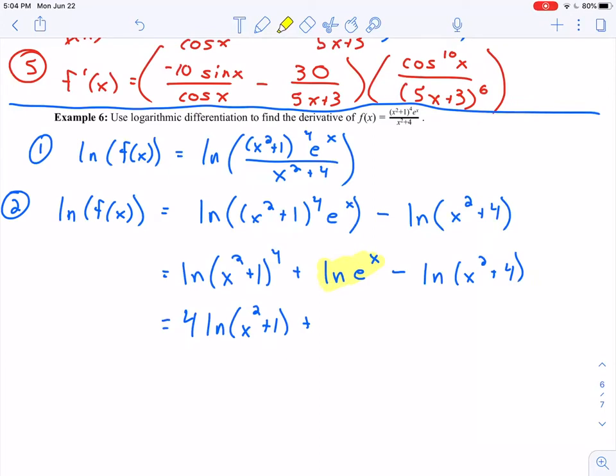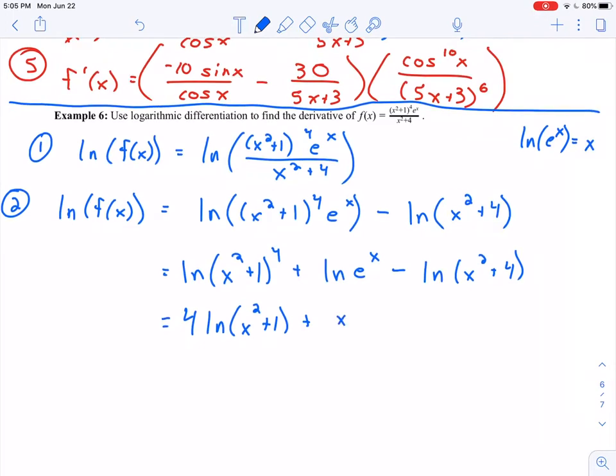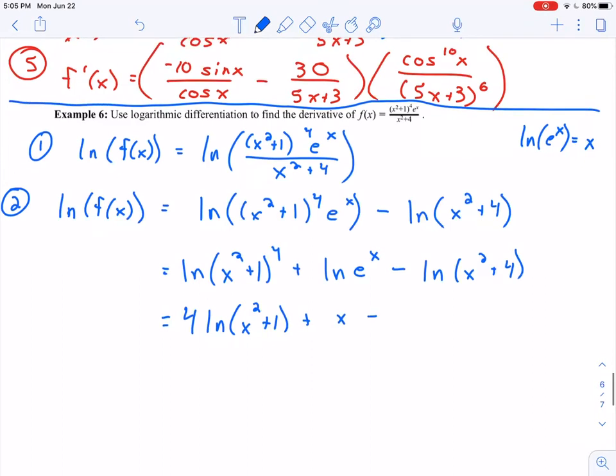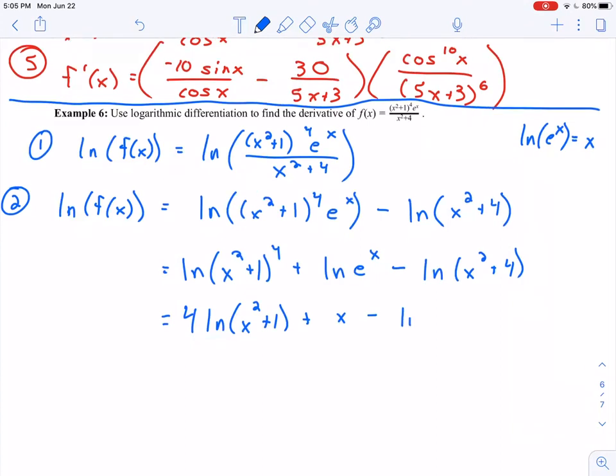log of e to the x. It's really easy to overlook, but remember that natural log of e to the x, remember that the exponential and the natural logarithm are inverse operations. They will cancel each other out. I'm actually just going to be left with x in that middle term. Be careful with that one. It's really, really easy to overlook. Minus, I can't really do anything with that last term. Let's leave that as natural log of x squared plus 4.